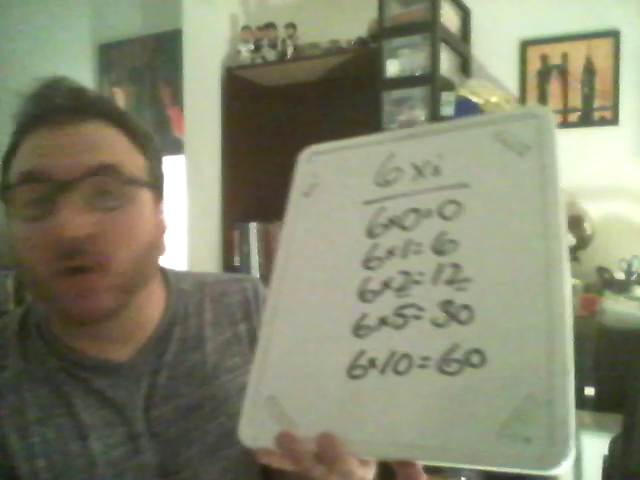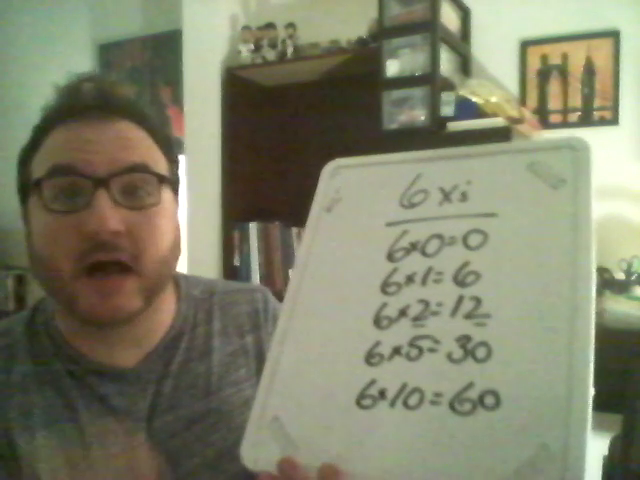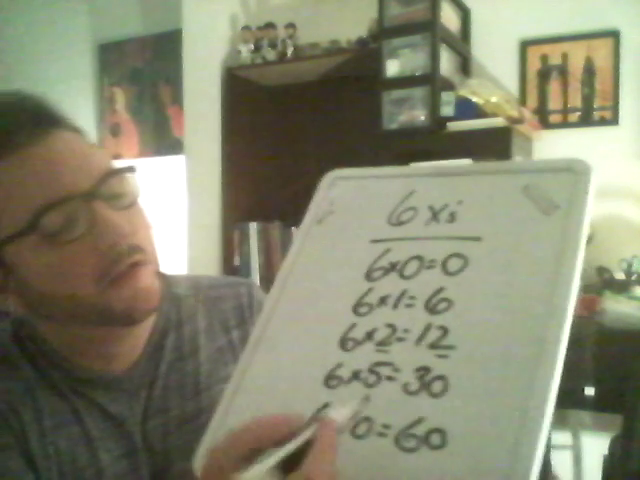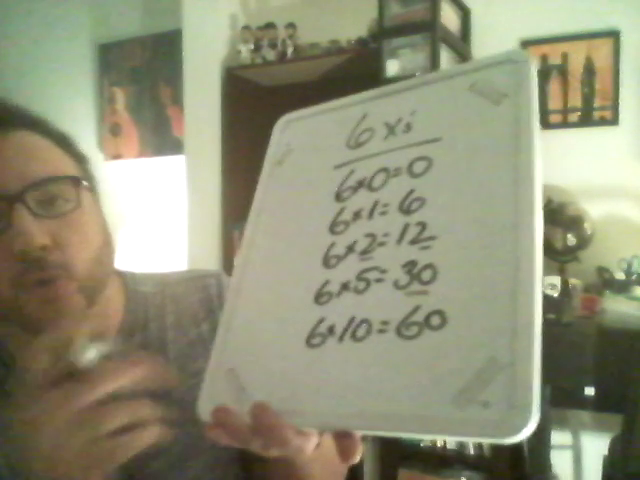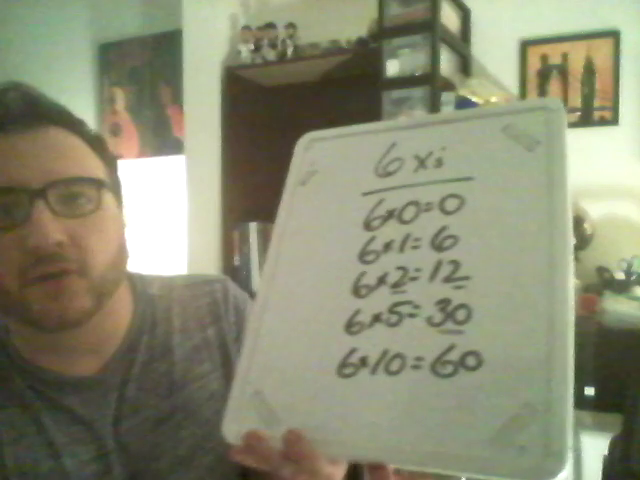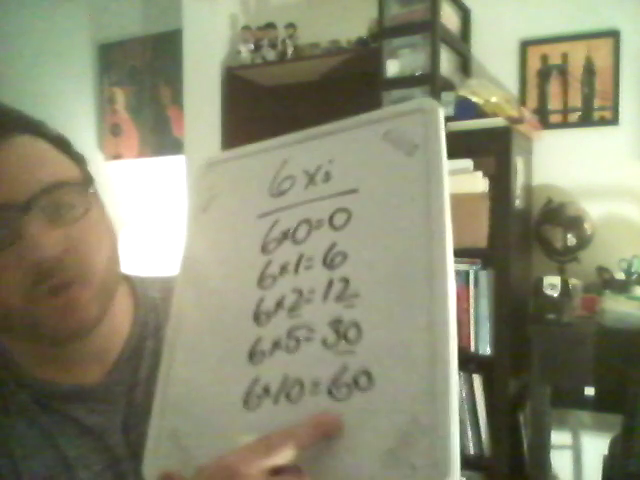The 5s you should know automatically, like you're counting minutes on the clock: 5, 10, 15, right? When you get to the 6th number, it's going to be a 30, right? 6 times 5 is 30. And of course, you know your 10s: 10, 20, 30. When you get to the 6th number, you'll notice it's a 60.